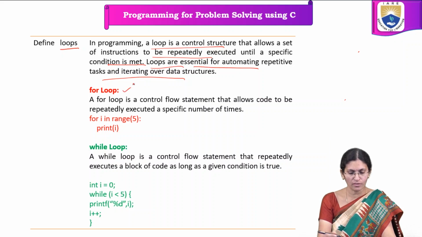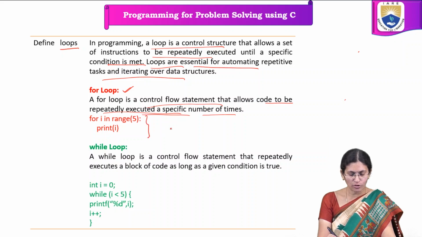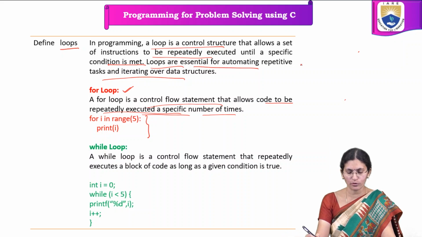For example, in C language we have different types of loops. One of the loops is the for loop. A for loop is a control flow statement which allows the code to be repeatedly executed a specified number of times. For example, this is a Python program. The same set of statements you can write in the C programming language also. I have not given the complete program here, just the logic which is used for the loop.